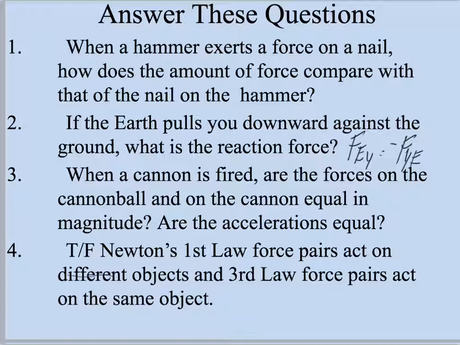When a cannon is fired, are the forces on the cannonball and the cannon equal in magnitude? They are. Are the accelerations equal? No, they are not equal. According to second law, we know that a smaller mass is going to have a greater acceleration, so that's why the cannonball has a greater acceleration. And then true or false, Newton's first law of pairs act on different objects, and third law of force pairs act on the same object. That is false. Newton's first law of pairs act on the same object. Newton's third law of force pairs act on different objects.